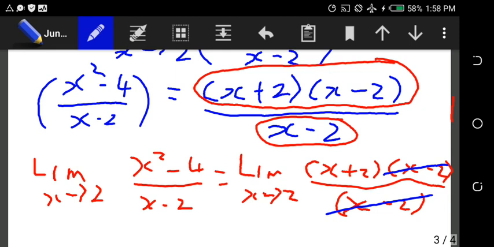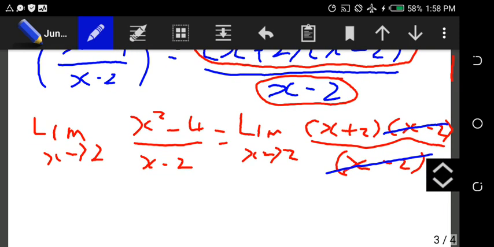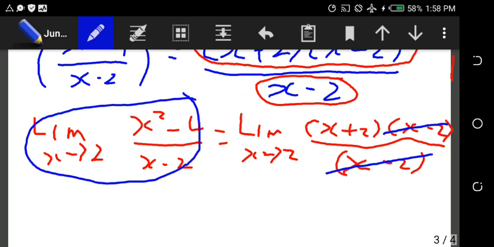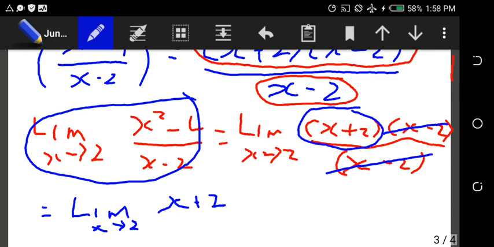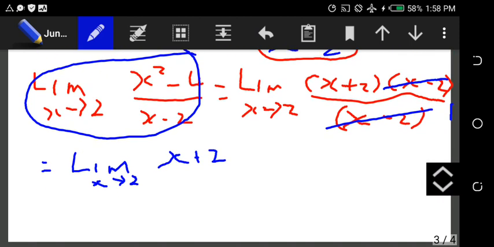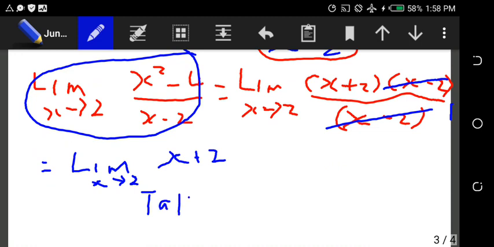x minus 2 cancels out x minus 2, and what we have left is that this expression here is equal to the limit as x approaches 2 of x plus 2. In other words, after we have cancelled out x minus 2, what we are left with is this x plus 2. That's why we have it here. You can then go ahead taking limits, now that you have simplified it.